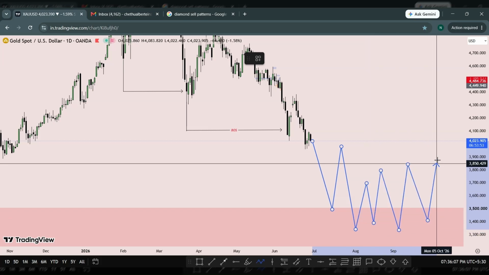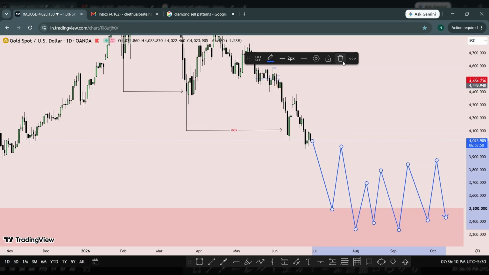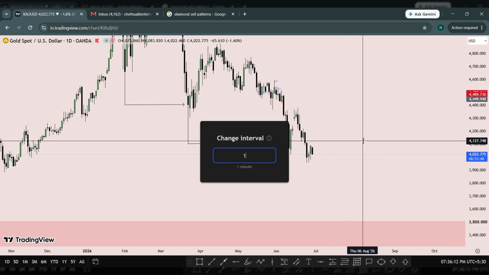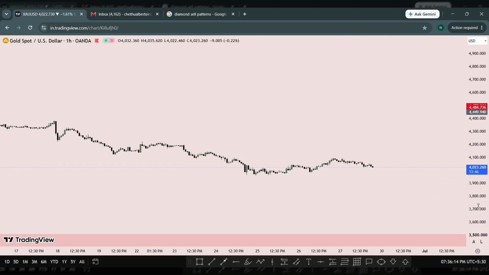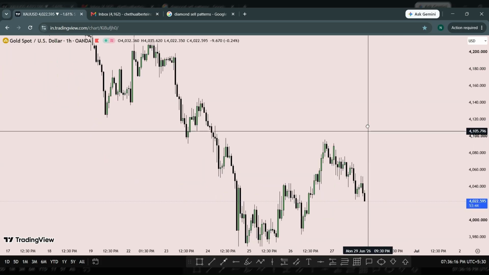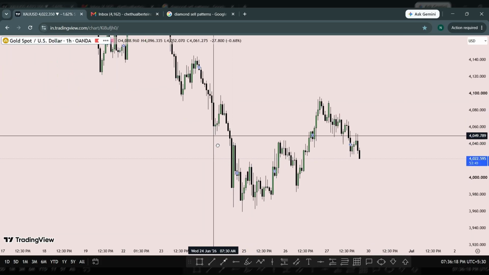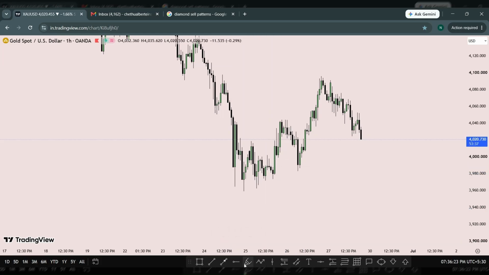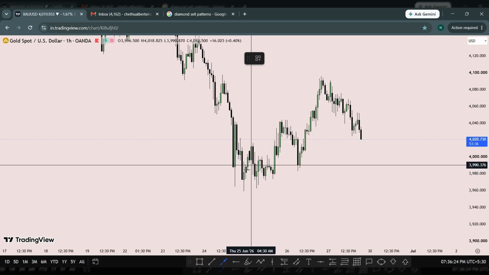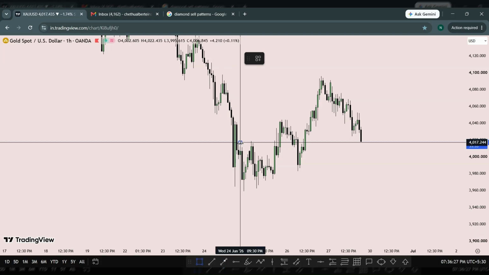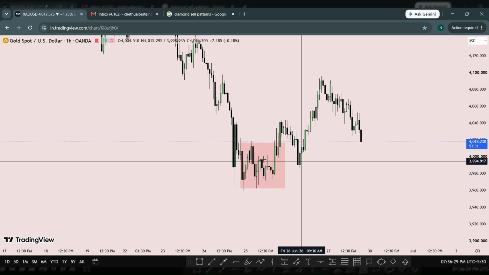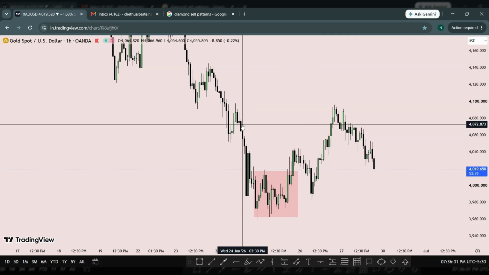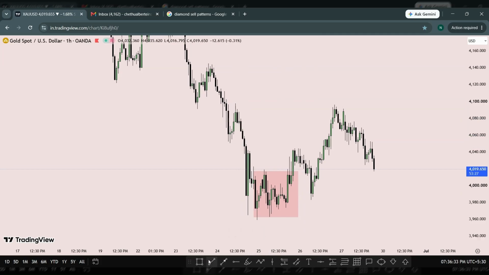Now let's move to the hourly chart. Let's see how the hourly chart is doing. Here you can see a lot of noise. This is a lot of noise here, created from this supply zone, sorry, not demand zone. From this supply zone, the market is reacting.